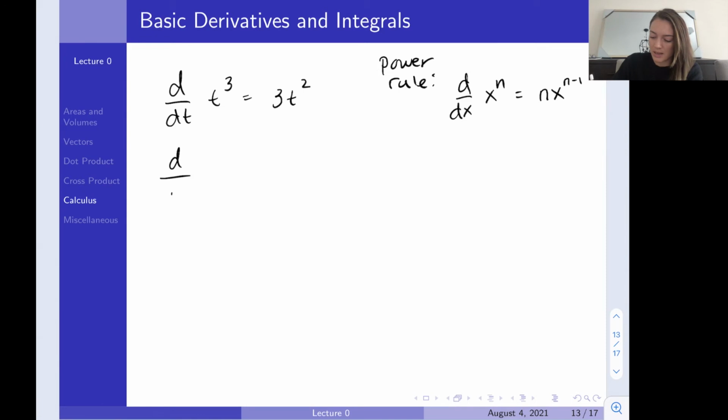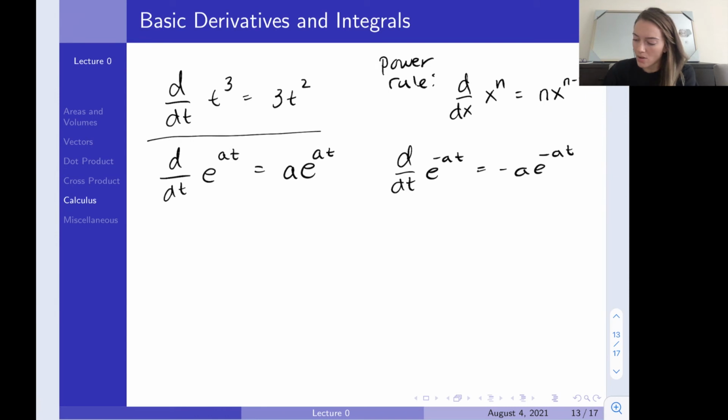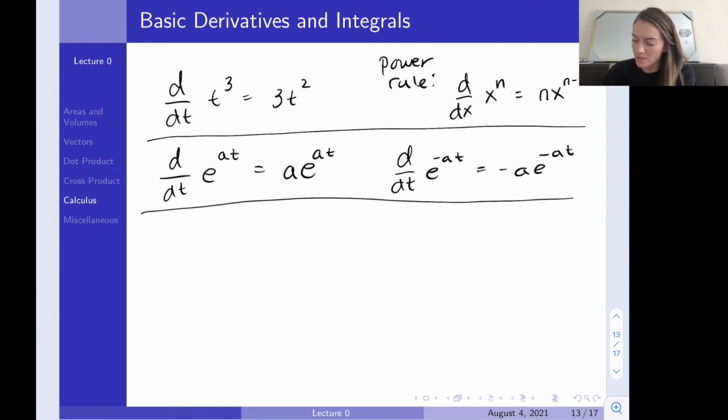Also, we might be doing some with the exponential. So if we do e to the constant times t, this will be a e to the at. So remember, for an exponential, you just basically move whatever constant is in front of the exponent down in front, and then your function is the same. And then, for example, if this was negative, so if we had d dt of e to the negative at, it would just be negative a e to the negative at. Okay, so that's some basic derivatives.